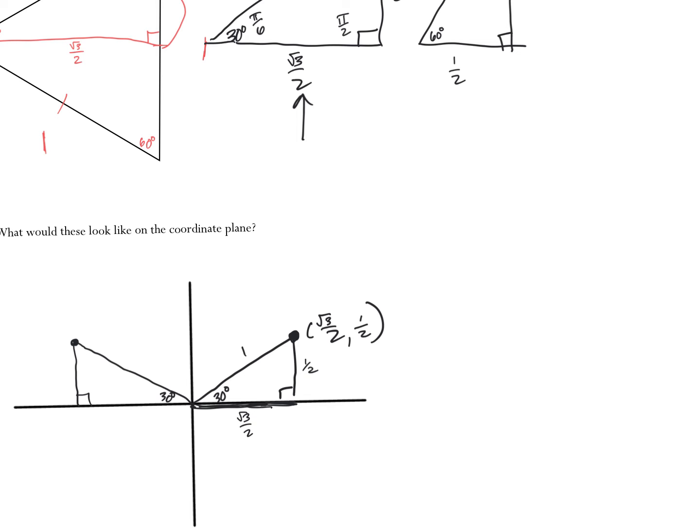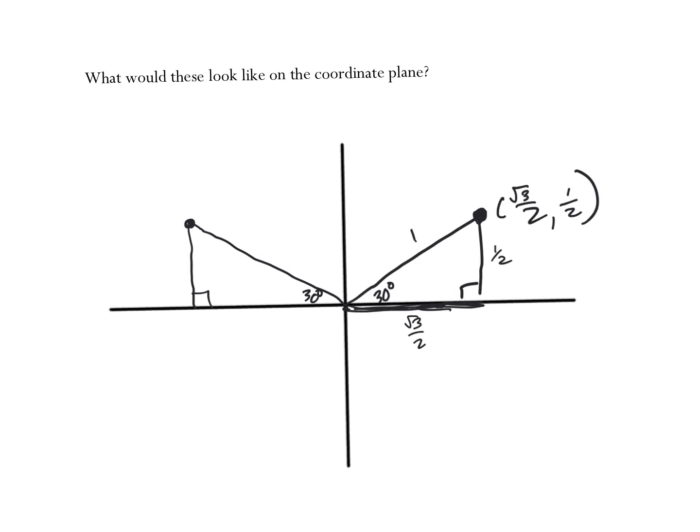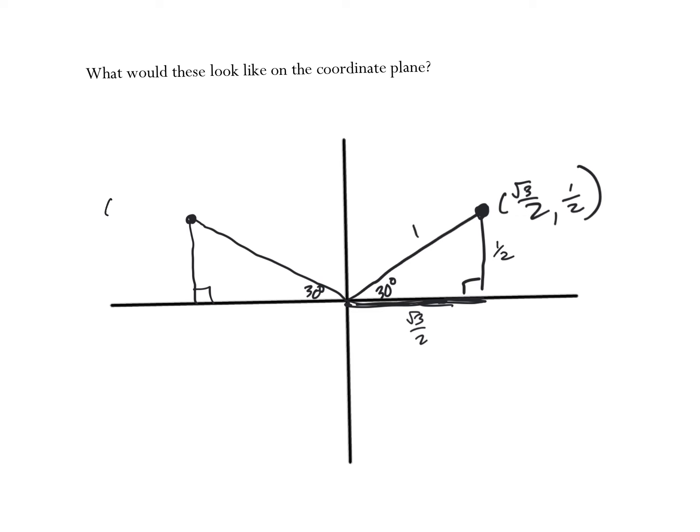What would be negative? The x coordinate would be negative to be in that quadrant, right? Because we're to the left of the y-axis. What about the y-coordinate? Positive. All right. You ready for the kicker question?